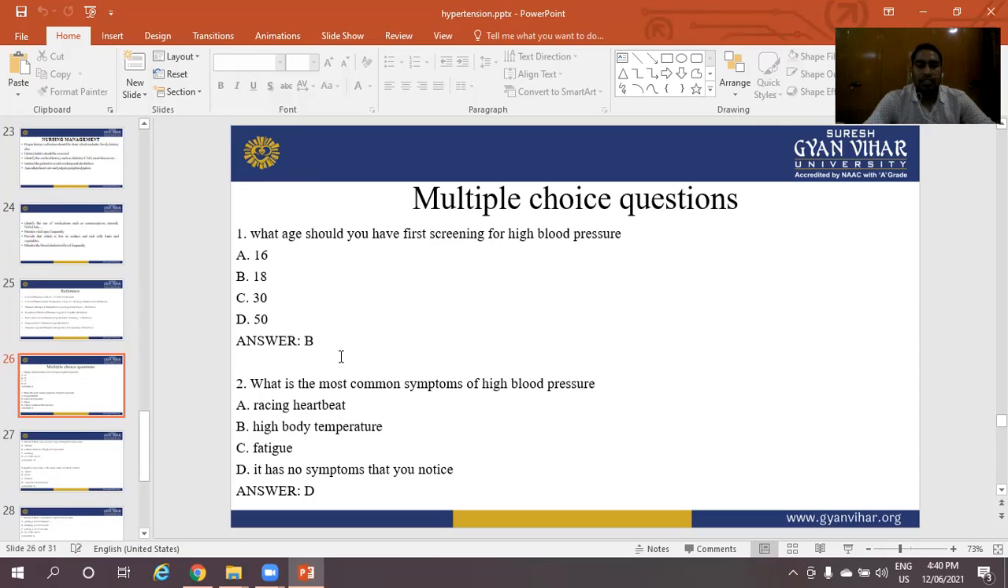Next question: what is the most common symptom of high blood pressure? Option A is racing heartbeat. Option B is high body temperature. Option C is fatigue. Option D is it has no symptoms that you notice. The right answer is D, it has no symptoms that you notice.